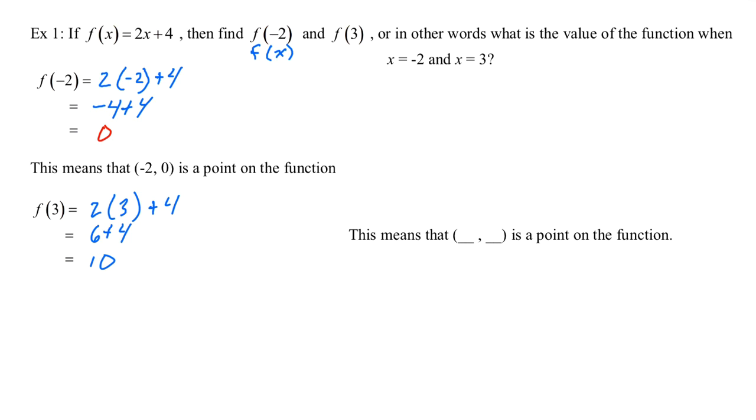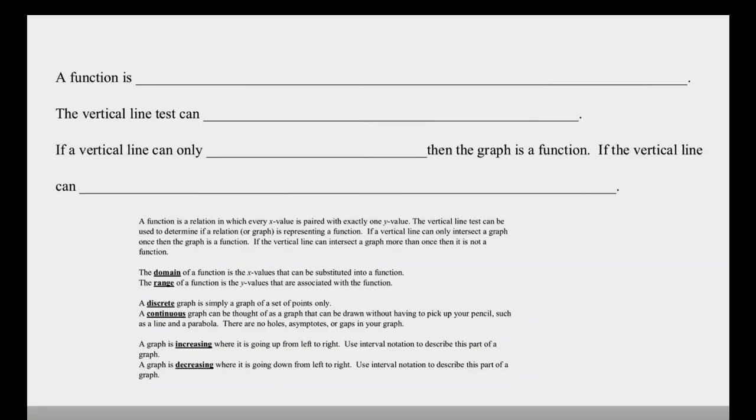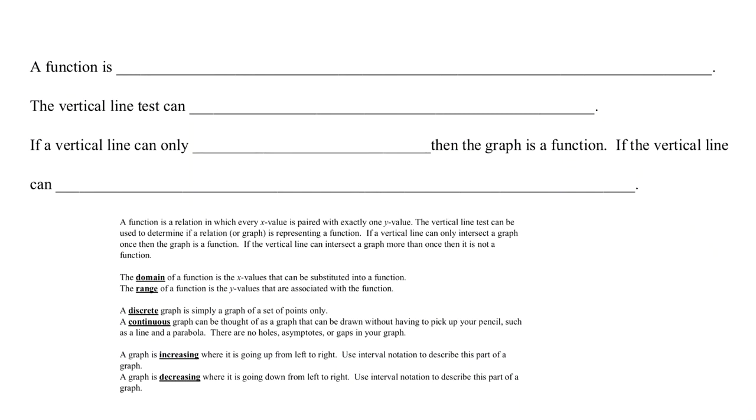And that means that the coordinate (3, 10) would be a point on that function. This one up here also meant that the coordinate (negative 2, 0) would be a point on that function. All right, so a function, you can read these down here. I just left these in your notes for some fill in the blanks, but a function is a relation in which every x value is paired with exactly one y value.